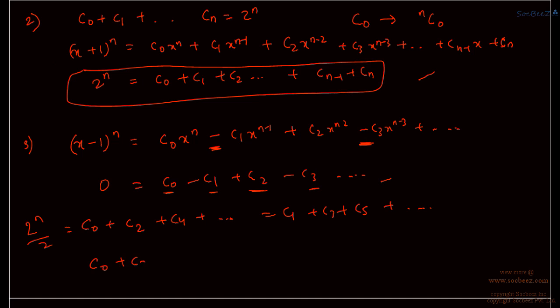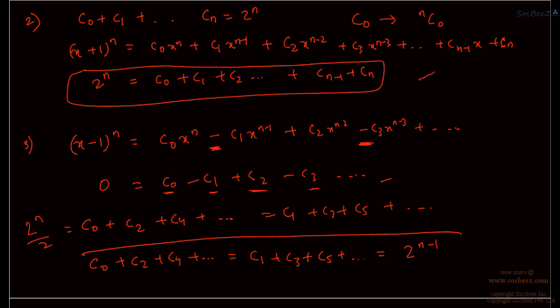So this property states that the sum is 2 power n minus 1. So all these binomial coefficients, alternately, when they are grouped, have the same value. The summation of each of these groups has the same value, which is equal to 2 power n minus 1.